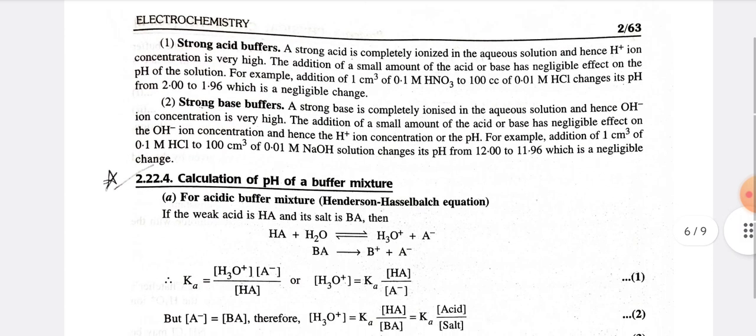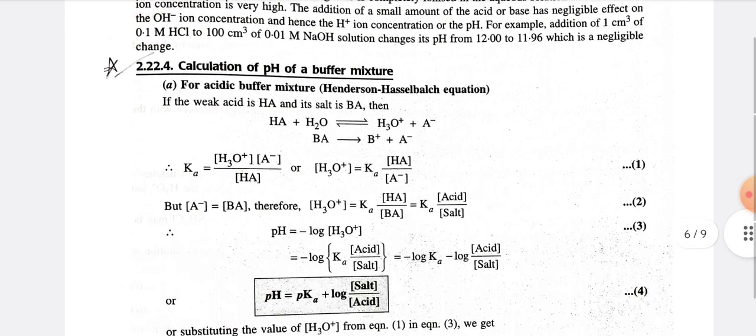Strong base buffer. A strong base is completely ionized in the aqueous solution, and hence the OH- ion concentration is very high. The addition of a small amount of acid or base has negligible effect on the OH- ion concentration, and hence on the H+ ion concentration or the pH. For example, addition of 1 cm³ of 0.1 M HCl to 100 cm³ of 0.01 M NaOH solution changes its pH from 12 to 11.96, which is a negligible change.